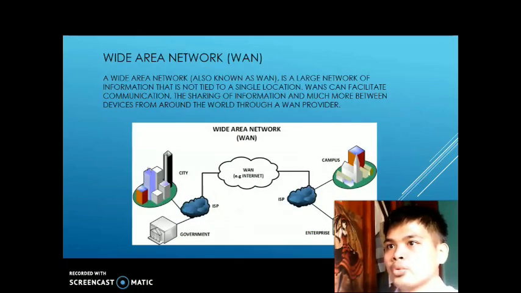Wide area network, or a WAN. A wide area network, also known as WAN, is a large network of information that is not tied to a single location. It can facilitate communication, the sharing of information, and much more between devices from around the world through a service provider. And this is an example of one.